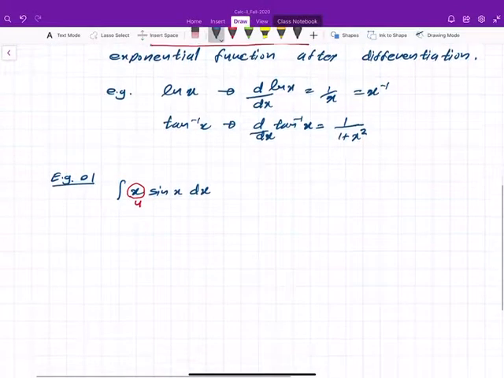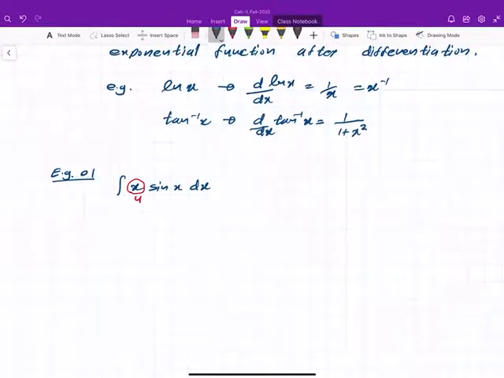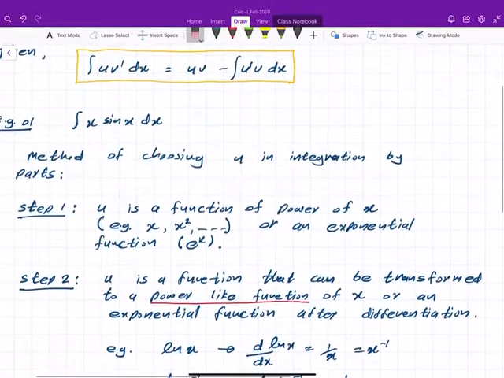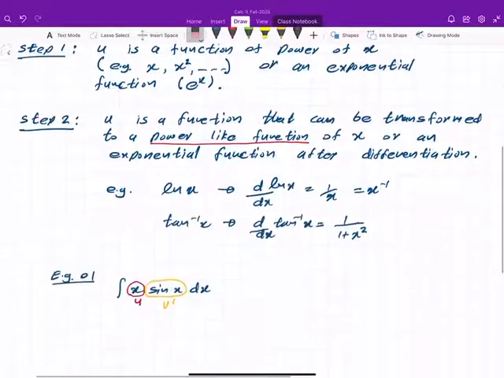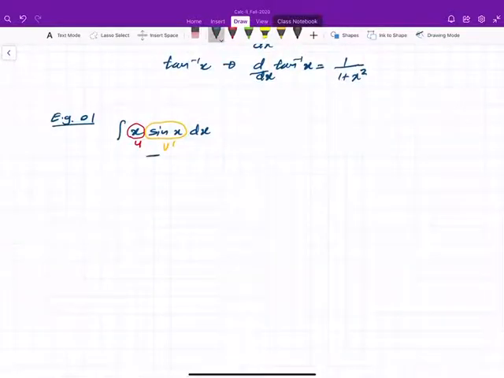All right, so that is u. U is x, and the remaining part of the integrand is v prime, because the format should be u times v prime. So you should have u times v prime here. That's what you have right here. So you have u equals x and v prime equals sine x.